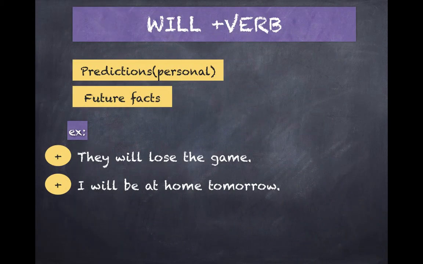Now let's talk about will. Will we use also for predictions, but for more personal predictions, not like about weather, but for your own personal predictions, for a friend, or for a person you know, or for your team. And we also use will plus a verb in future tense for future facts. Now, the first example is about personal prediction. They will lose the game. They're playing badly. You are watching the game, so that's why you're saying they will lose the game.